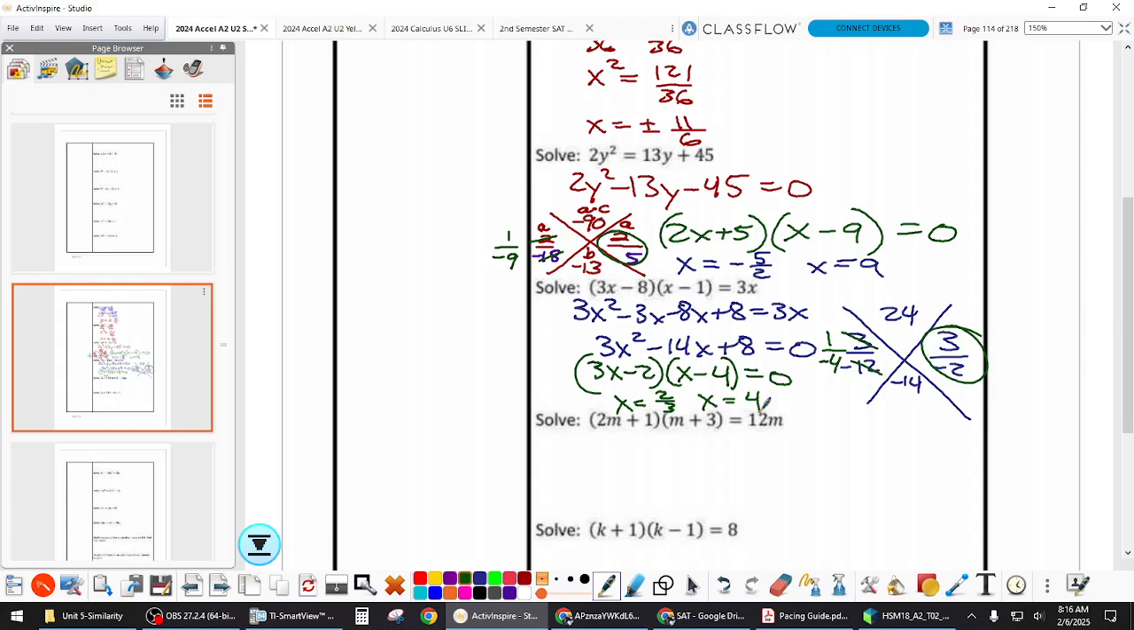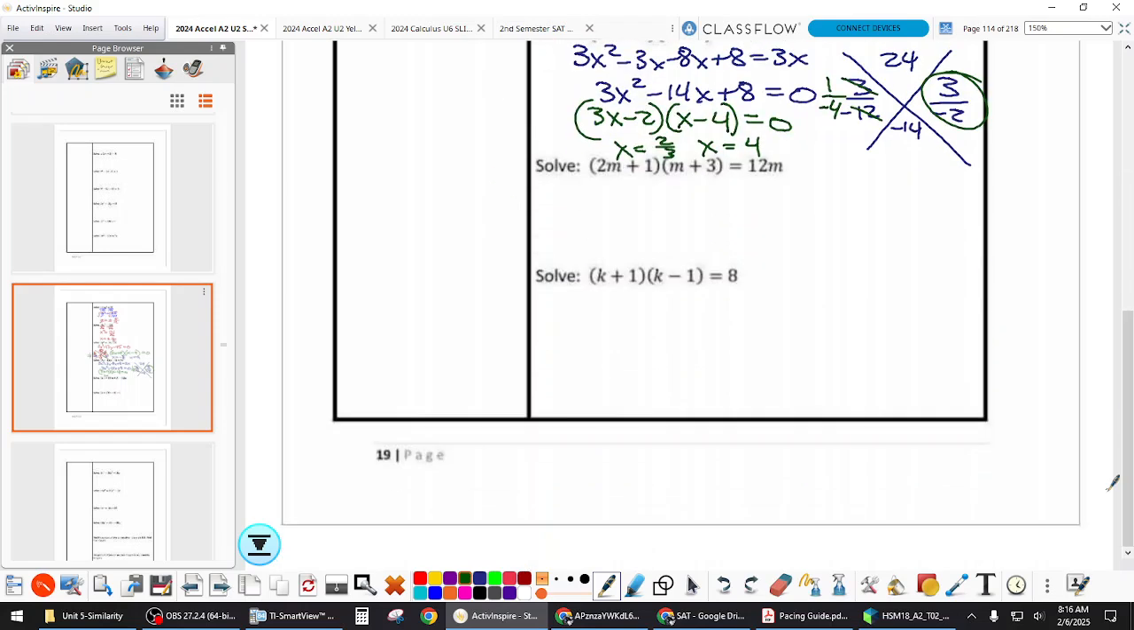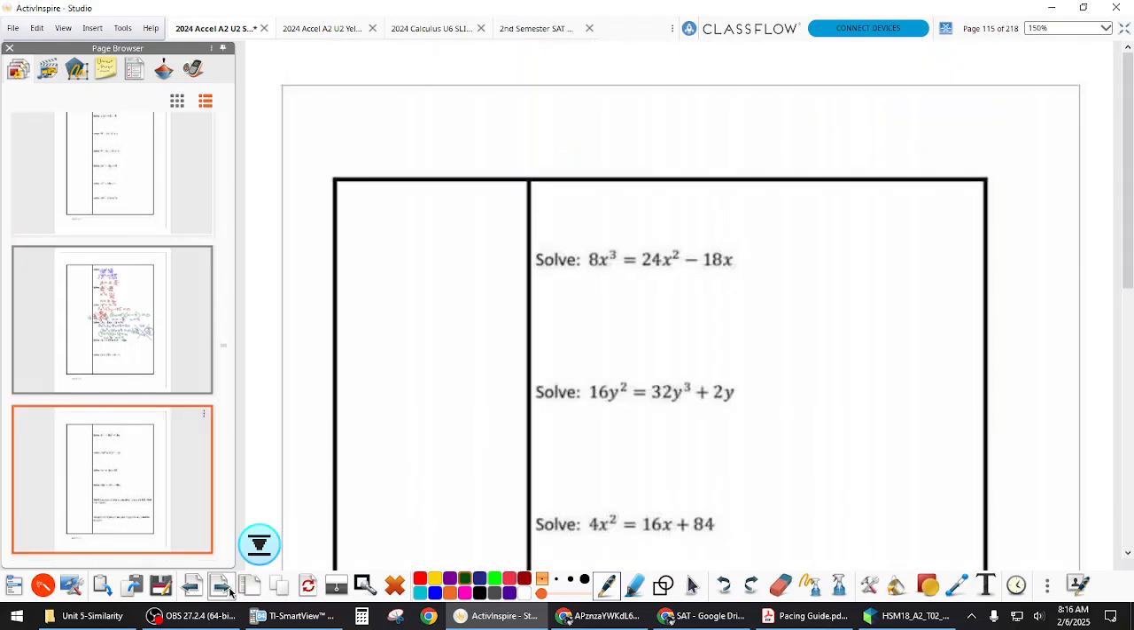Did anybody do this one? It wasn't on the screen. Okay. Anyway, it's the same exact thing we just did. How about this bottom one? I know you didn't do it, but just look at it. What would you do there? Same thing, right? Except for on the other side, we just have a constant instead of a bx term.